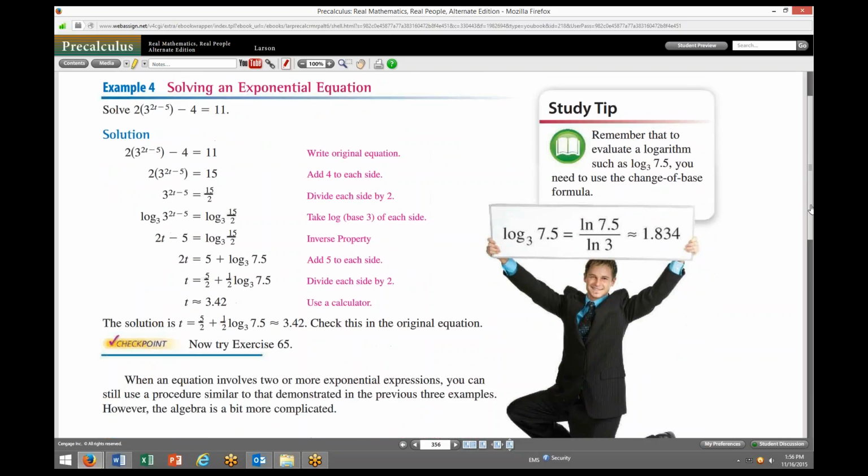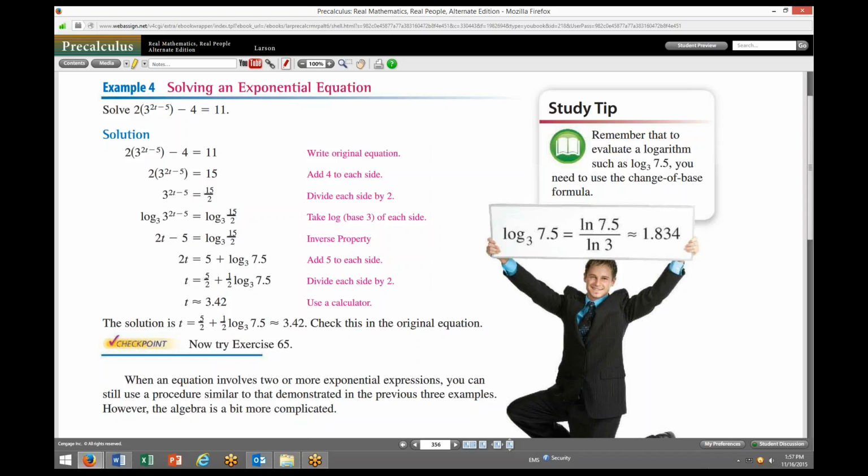Example 4 is really not any different. It's just got the exponent with a few more terms in it. So a little more algebra to do after we convert the exponential into its corresponding logarithmic form. So first of all, still, again, we do all the algebra we can do with what we're given. So 2 times 3 to the 2t minus 5, minus 4, equals 11. Well, that minus 4 is easy to deal with. Just add 4 to both sides, get rid of that. So the right side becomes 15.